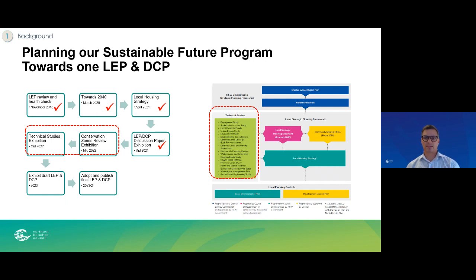We've also got several technical studies that are on exhibition at the moment that have informed the conservation zones work that we've had underway. Beyond that, we'll review all of the material and all of the submissions that we receive during the exhibition period. We'll analyse that, make any changes that we need to make, and then use that to inform the preparation of our draft local environmental plan and development control plan for the Northern Beaches. We'll report that draft LEP to Council. It will then need to go into the department, and then there will be another round of exhibition around the middle of next year.